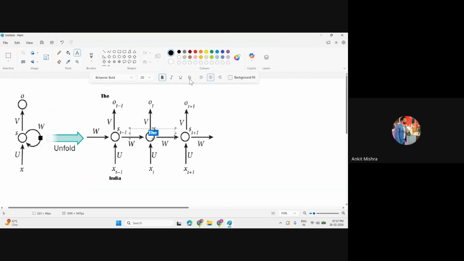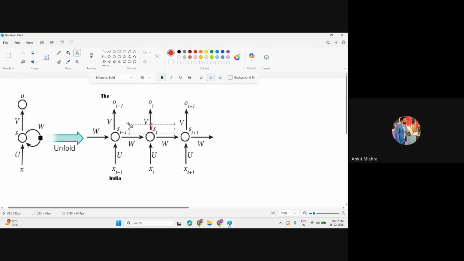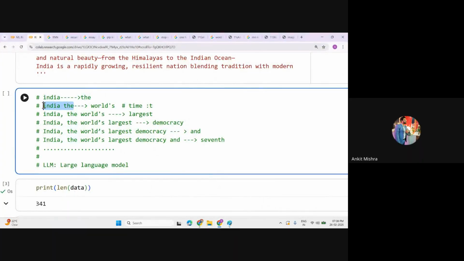Let's use another color, because black and black would match, right? So "the" will go here. Just write this one again. Whatever output we get, we'll feed that output here. "The" will get here. And now just look at time t. This is my time t minus one. Now the input will be India and "the", and I will get another output. And the final output that we will get is "worlds".